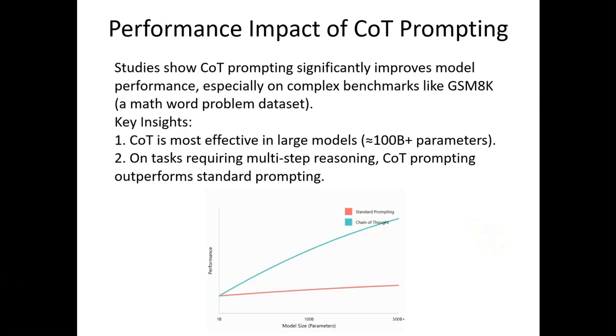So let's see the performance impact of COT prompting. Studies have shown that COT prompting significantly improves performance, especially on complex tasks. For instance, on the GSM8K math dataset, COT prompting outperforms standard prompting by a wide margin, and it's particularly effective with large models, those with over 100 billion parameters. So the takeaway is, for tasks requiring multi-step reasoning, COT is a game changer.